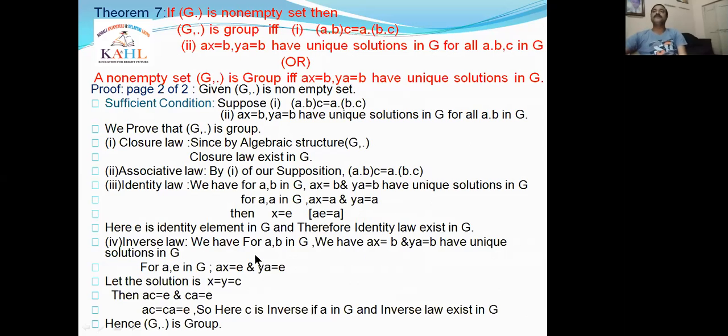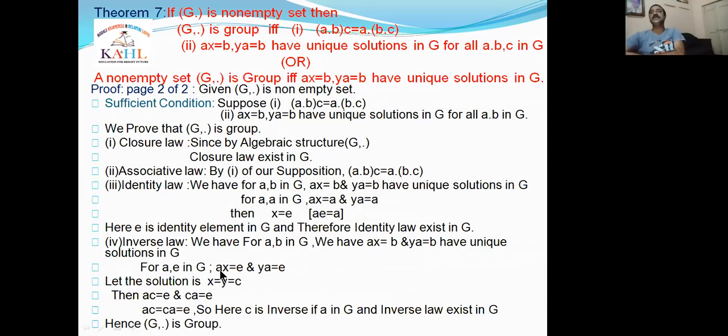We are going to the inverse law. For an element a, I am using the second bit, the same second bit term: ax = b, ya = b have unique solutions in G. Now I am going with the two elements a, e in G. Previously I went with a, a. Now I am going with a, e in G. The equations convert as ax = b, where b is replaced with e. That means ax is equal to e, ya is equal to e have unique solutions. In these equations, we are taking a, b in G. For this a, e, that means b replaces e, ax is equal to e, ya is equal to e have unique solutions.